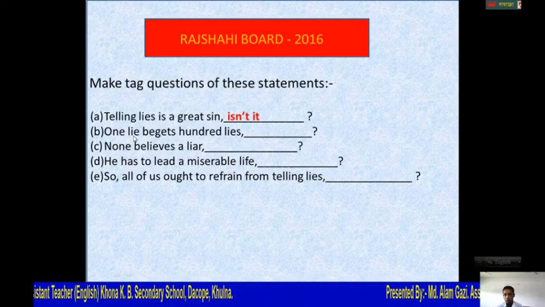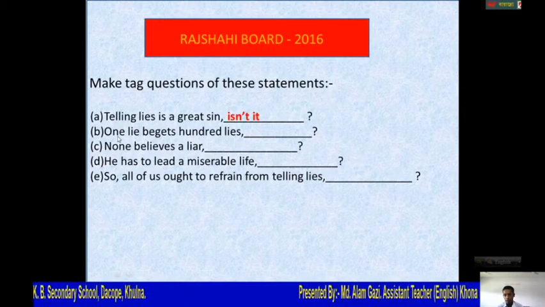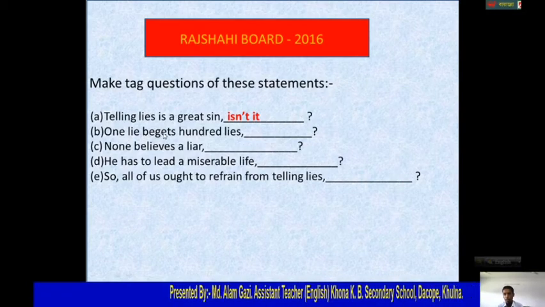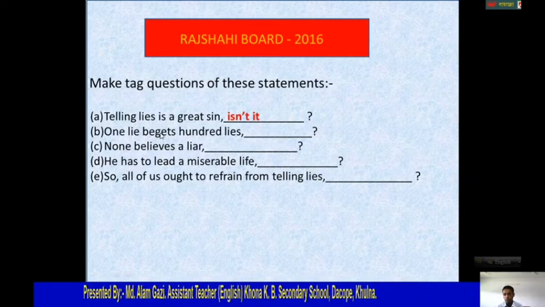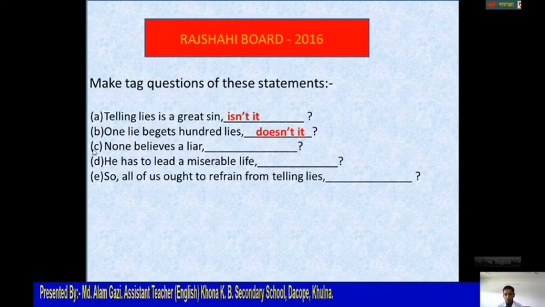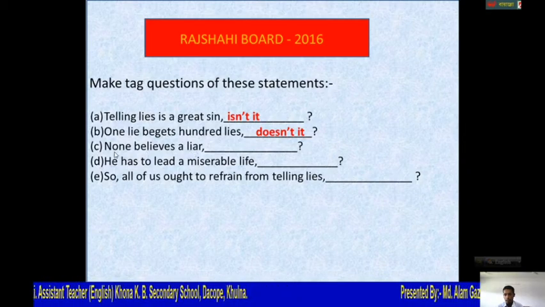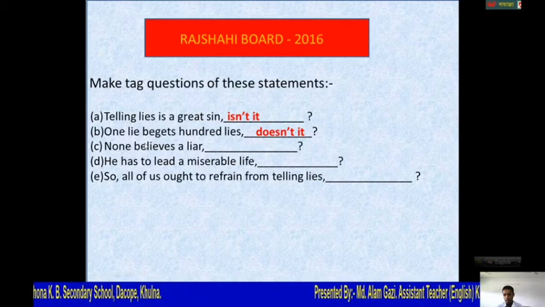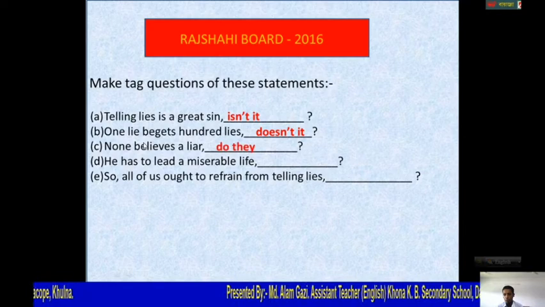Question B. One lie begets 100 lie. There is no auxiliary verb in this sentence. There is a principal verb begets and it is present indefinite tense. So, tag question will be doesn't it. Question C. None believes a liar. In this sentence, none is used as subject and it expresses negative meaning. So, tag question will be do they.